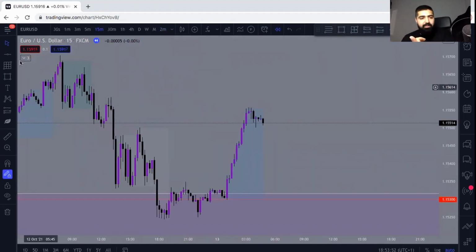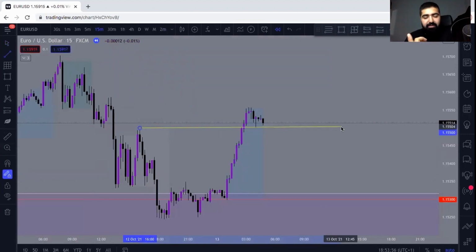So we've broken this structure to the left over here, right? So we've broken structure impulsively in Asia. We've taken the low of the week as well. So by this point, in our minds, the low of the week's been taken. I'm not sure what day it is by then. Is it Tuesday, Wednesday? I think it's Tuesday. Yeah, Tuesday probably.